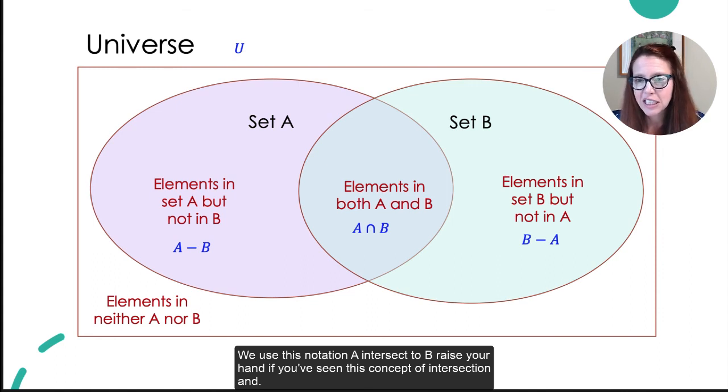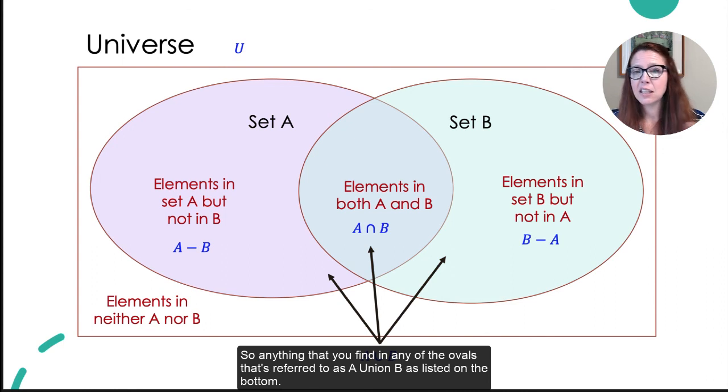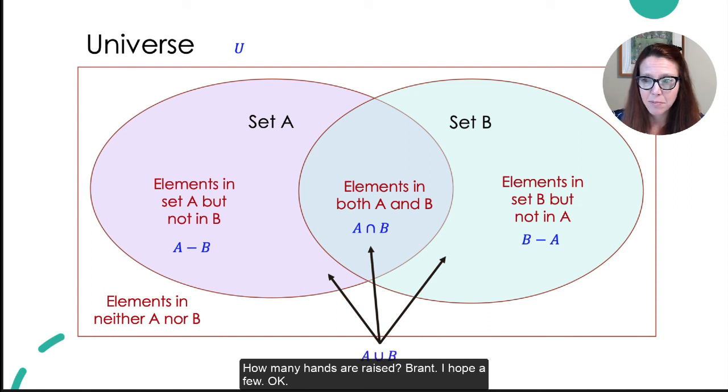Raise your hand if you've seen this concept of intersection, and then if they're in either A or B. Anything that you find in any of the ovals, that's referred to as A union B, as listed on the bottom. How many hands are raised, Brent? I hope a few. Okay, that's fair.